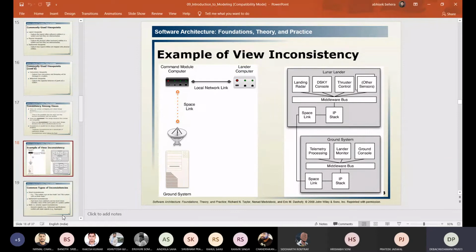Now the telemetry processing, the lander monitor, the ground console, and the space link will be connected here. Sometimes, if there is no consistency between the command module and the satellites, then inconsistency will occur too. Here the space link will create some inconsistency, but it is not always permanent. It is a temporary view, and it can be solved, but some of the inconsistencies may not be resolved.